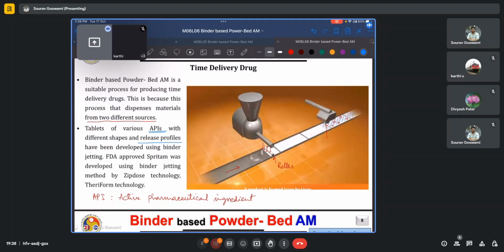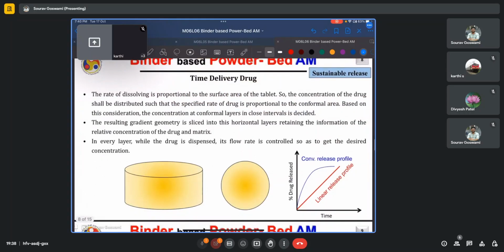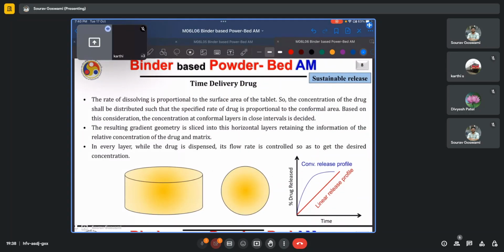There are certain FDA approved forms as well, such as Spritam, which was developed by the ZipDose technology of Aprecia. Yes. Here we have the drug release plot versus time.